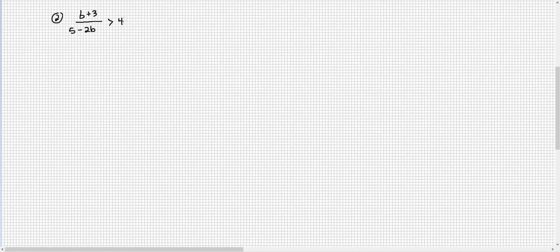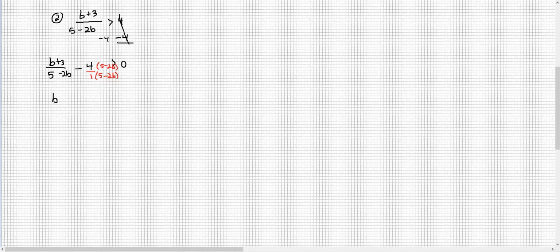Alright, with this problem, the first thing you ask yourself is whether you have 0 on the right. And do we have 0 on the right? Well, no. So we need to subtract 4 from both sides. Right, that gives us 0. And over here we have b plus 3 over 5 minus 2b, minus 4. And then the next thing we need to realize is that we need a common denominator. This is over 1. So we need to multiply this one by 5 minus 2b over 5 minus 2b.